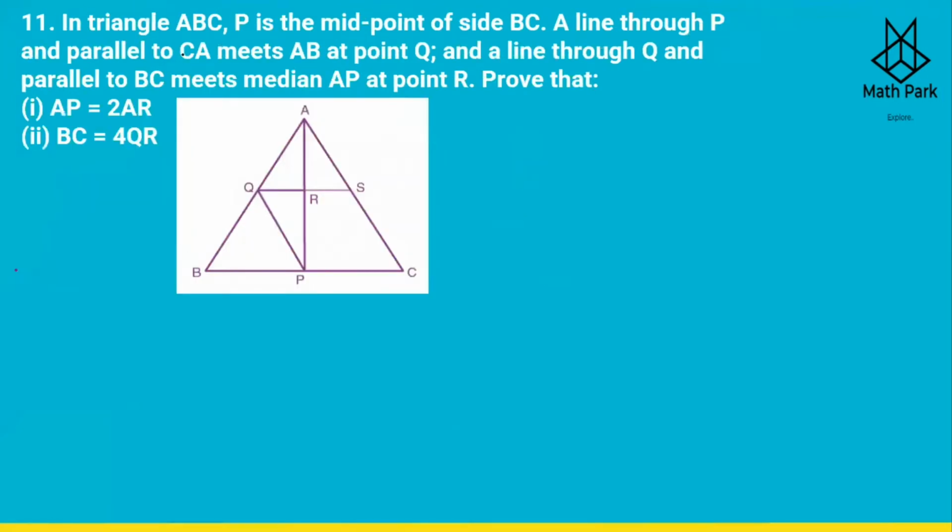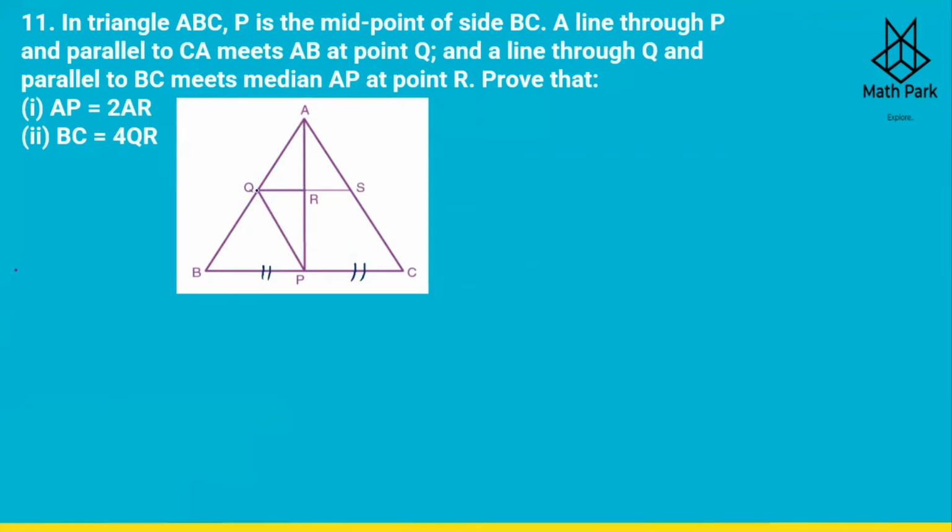Question number 11. In triangle ABC, P is the midpoint of side BC. A line through P and parallel to CA meets AB at point Q. And a line through Q and parallel to BC meets AP at R. You have to prove that AP is equal to 2AR. That means we have to prove that R is the midpoint.